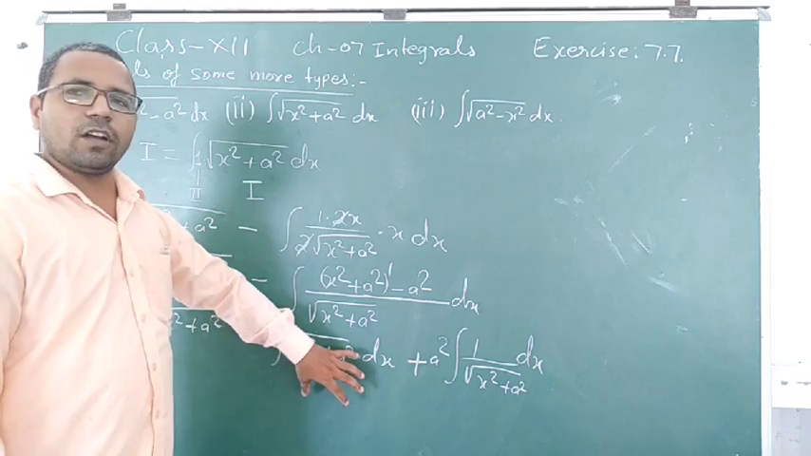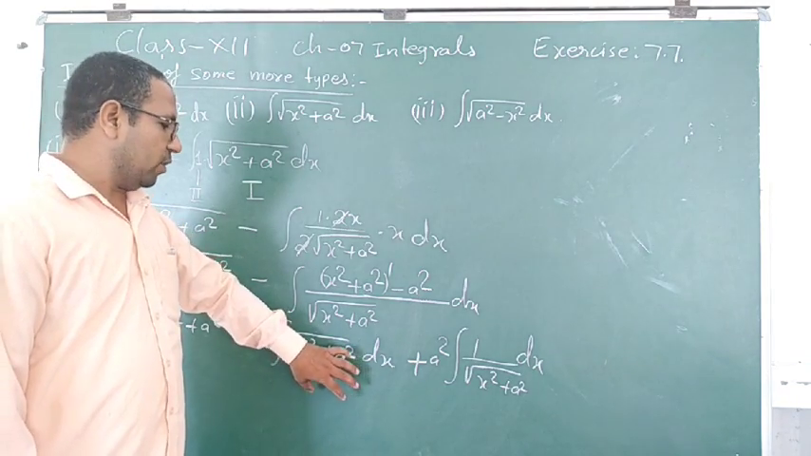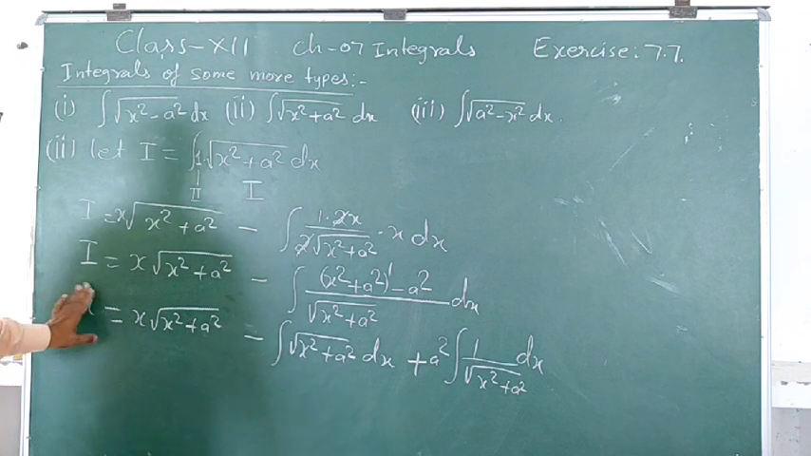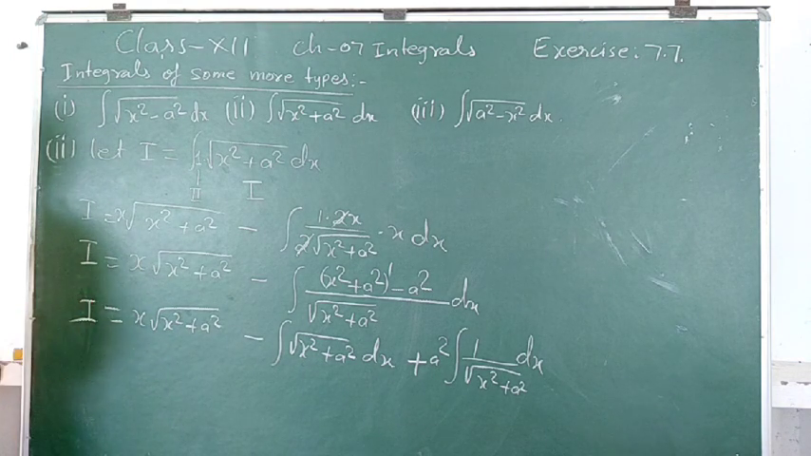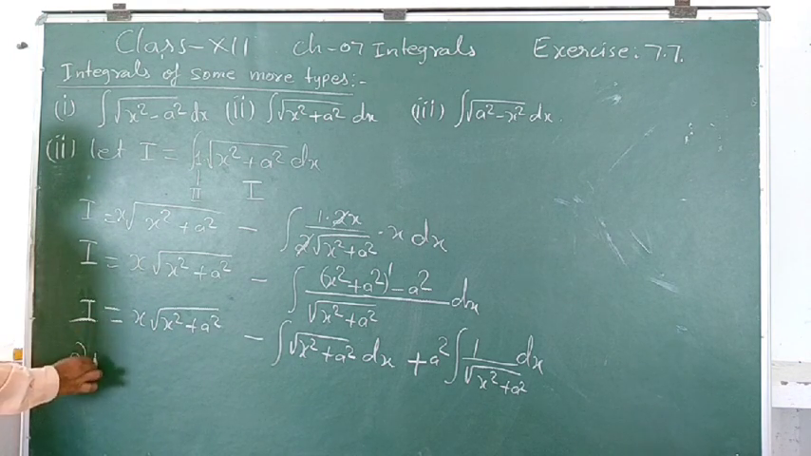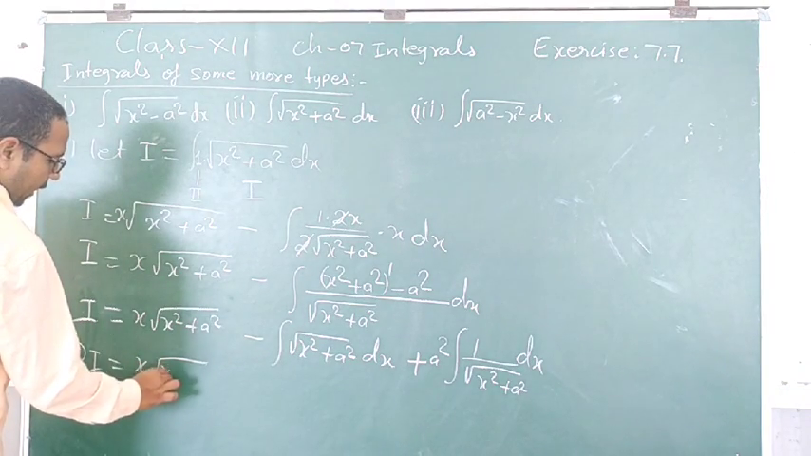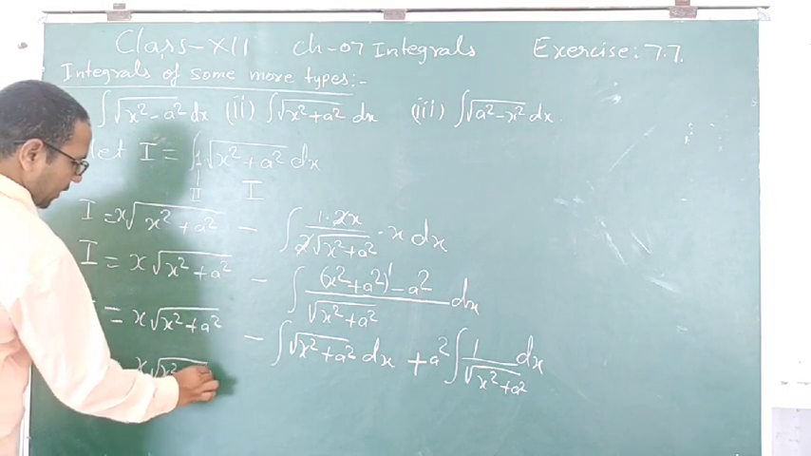So in total, what have we got? This one is the value of I. So negative I is taken to the LHS, and it will give you plus I. So I plus I gives you 2I, equal to x root x square plus a square.